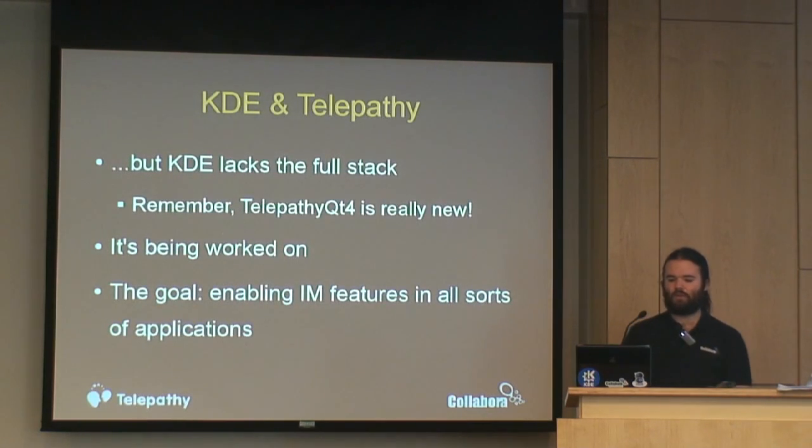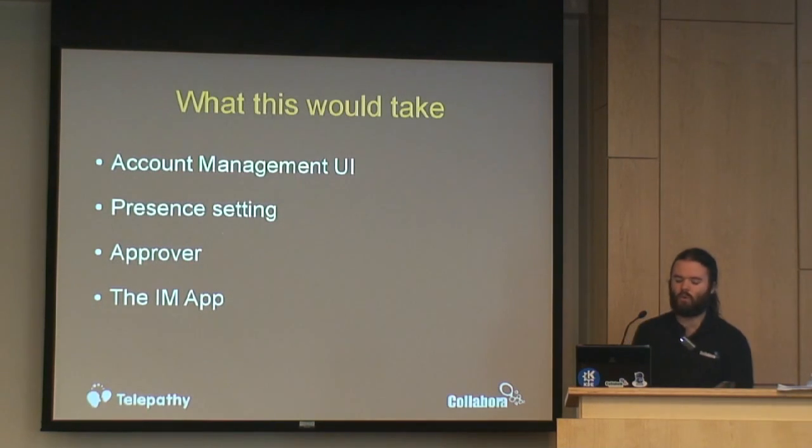So KDE still lacks the full stack, because Telepathy Qt4 is really just developed. We don't have our version of Empathy, but it's being worked on. The goal is to enable IM features in all sorts of applications that currently don't have it, because it's not practical. So what would this take?